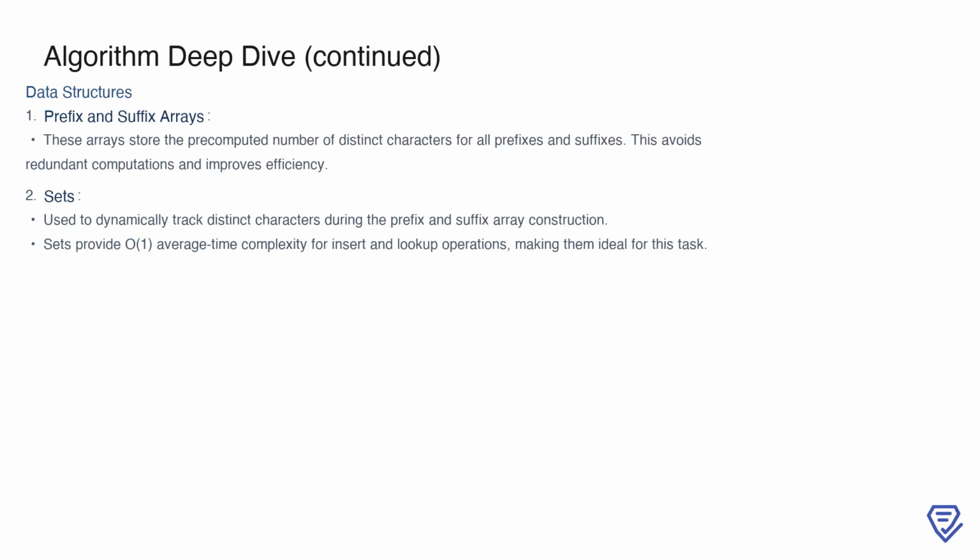The core of the optimized approach relies on two key data structures, prefix and suffix arrays, and sets. The prefix and suffix arrays store the pre-computed number of distinct characters for each prefix and suffix of the string, respectively. This removes the need to recalculate distinct character counts repeatedly, saving significant computation time. The sets are used during the construction of the prefix and suffix arrays to dynamically track the distinct characters encountered as we traverse the string. Sets are particularly efficient for this purpose because they allow for constant time operations for inserting and checking elements. Together, these data structures enable us to achieve the desired result with far greater efficiency than the brute force method.